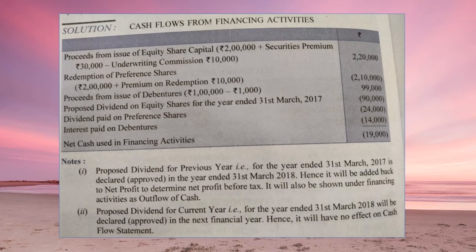The result is net cash used in financing activities rupees 19,000. This is overall the result after adding and the subtraction. Notes, do look once more.